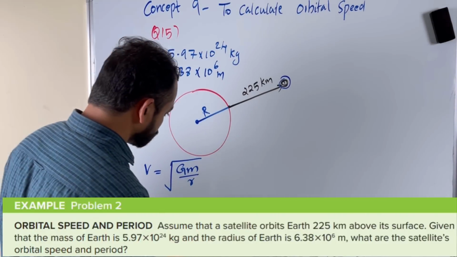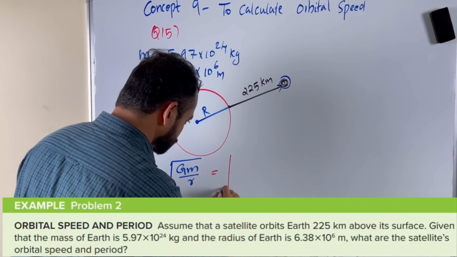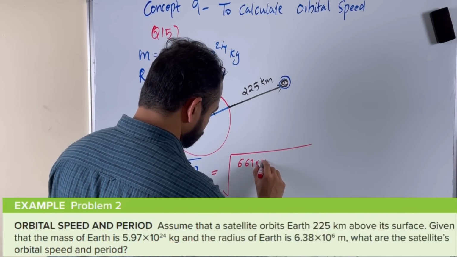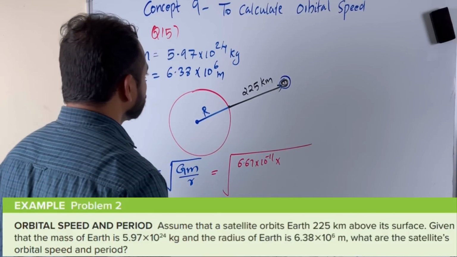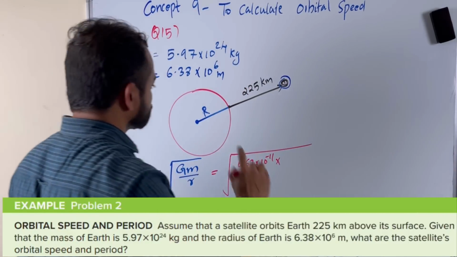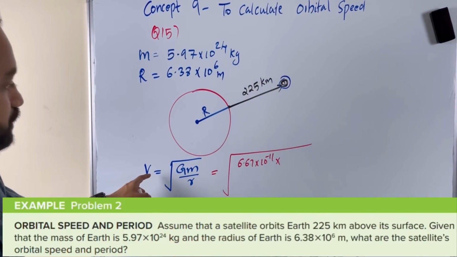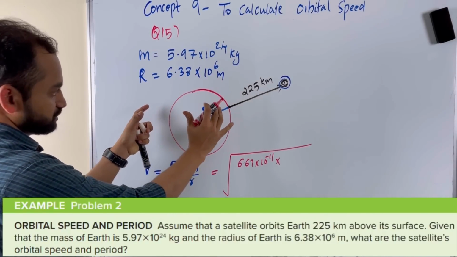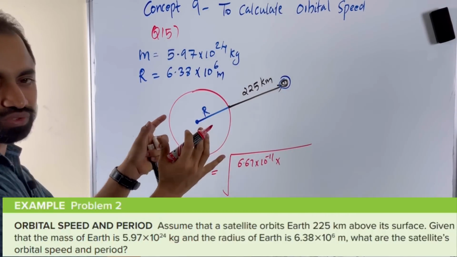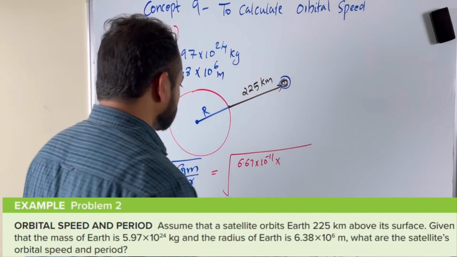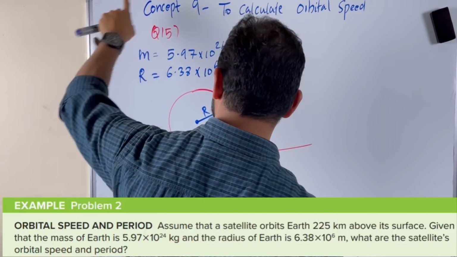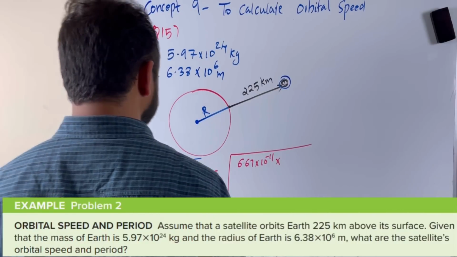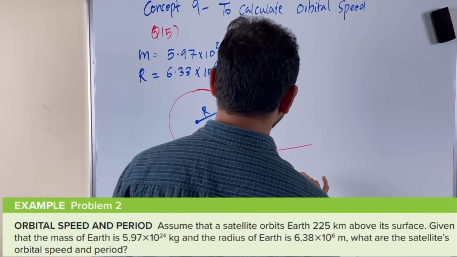So we will substitute values in this equation. Square root of, we know the value of G, right? 6.67 times 10 to the power negative 11 times, we know the mass of the Earth. When you are calculating the speed and time period, we need to use the mass of the object which is at the center of the orbit. Here the Earth is at the center and the satellite is moving around the Earth. So we need to use the mass of the Earth, not the mass of the satellite, and the mass of the satellite is not even given.